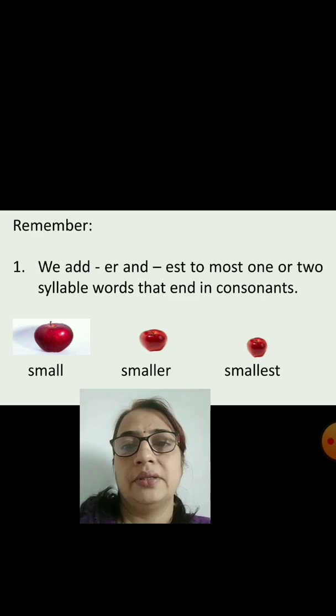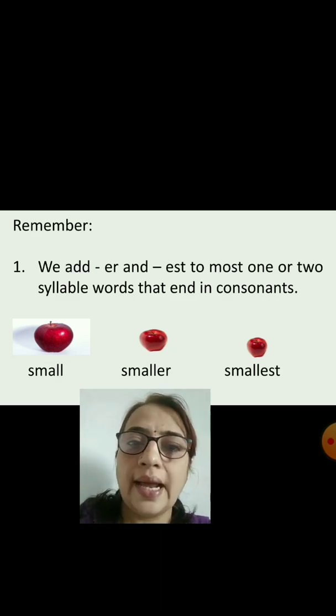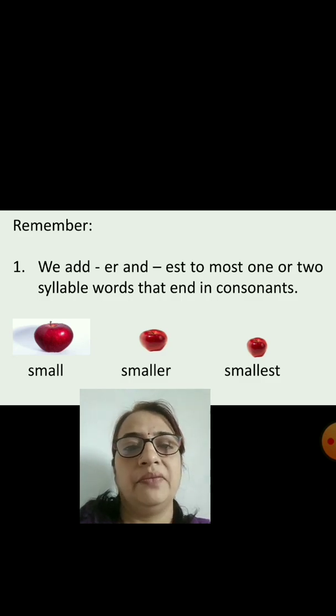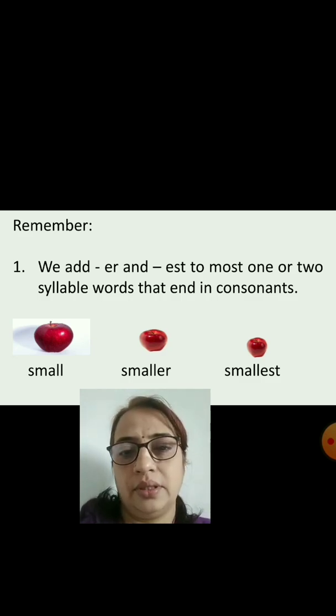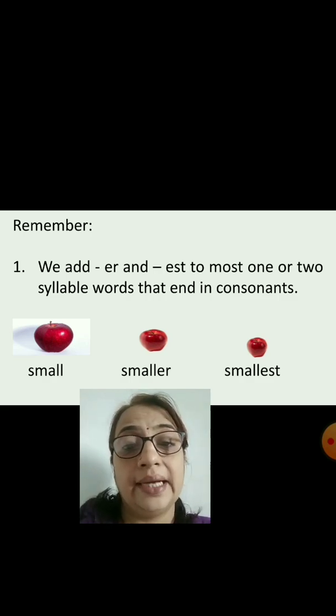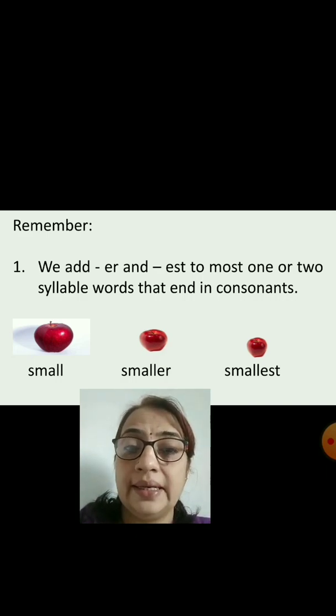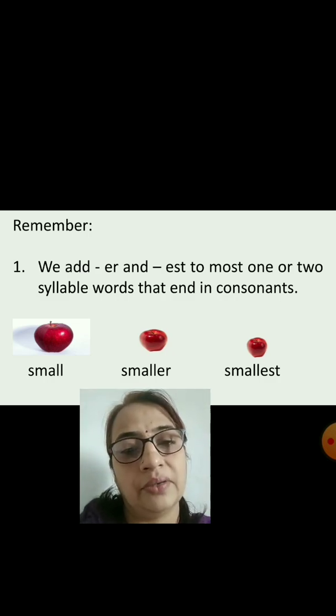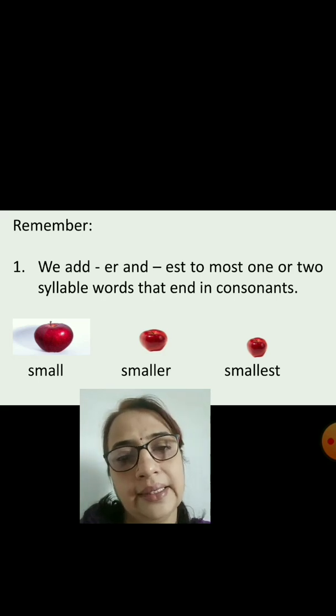First rule says, children, we add ER and EST to most one or two syllable words that end in consonants. We add ER and EST as we added short, shorter, shortest. In this example, we have added ER and EST to the word. So why we added ER and EST? Because that word ended with the consonant. So if the word is ending with the consonant, we have to add ER and EST.